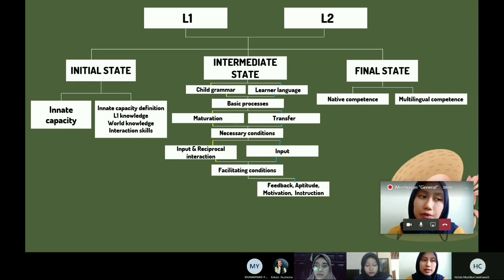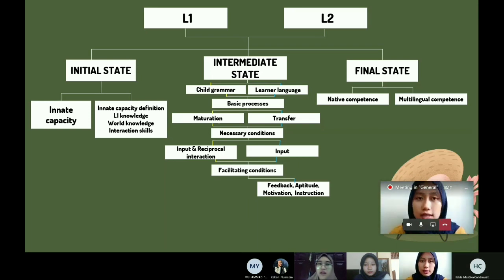And the second one is about the intermediate states. The intermediate states cover the stage of basic language development. This includes the expressional changes which take place in what we have called child grammar, and the subsequent second language development, which is known as learner language.